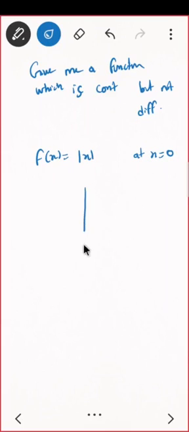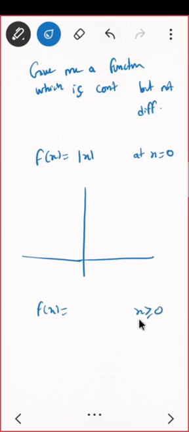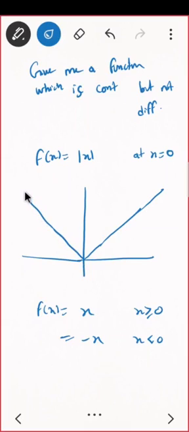Can you quickly tell me what is the graph of mod x? You have to first redefine the function. So f of x equal to mod x, how do we redefine it? If your x is greater than or equal to 0, then the answer is x. If your x is negative, then the answer is minus x. Correct? That is it, if you redefine the function. So on the positive side, the graph is y equal to x, something like this. On the negative side, the graph is like this. Okay?